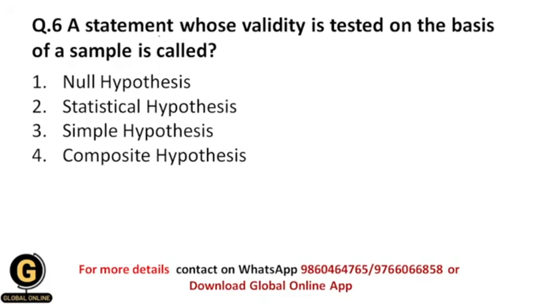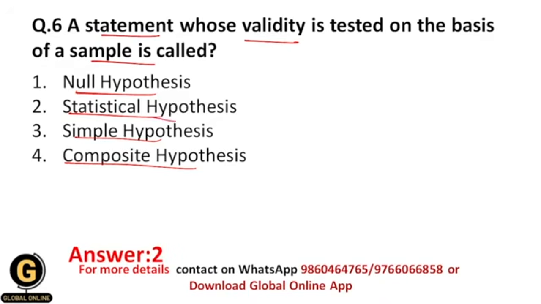Now this kind of concept we have seen in the previous question: what is the type of hypothesis whose validity is tested based on the sample? Okay, so whether it is null hypothesis or statistical hypothesis or simple hypothesis or composite hypothesis. As I have told you earlier, it is called the statistical hypothesis. So the statistical hypothesis is the statement whose validity is tested on the basis of a sample. Okay, and that's why it is called the statistical hypothesis.